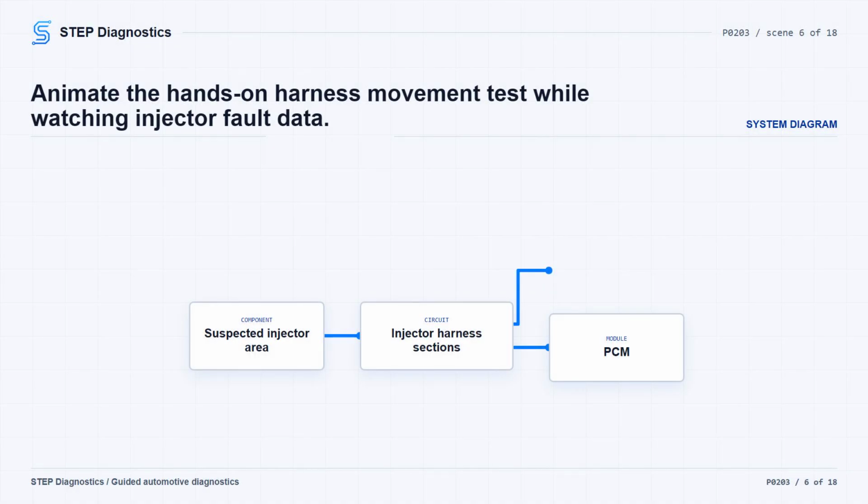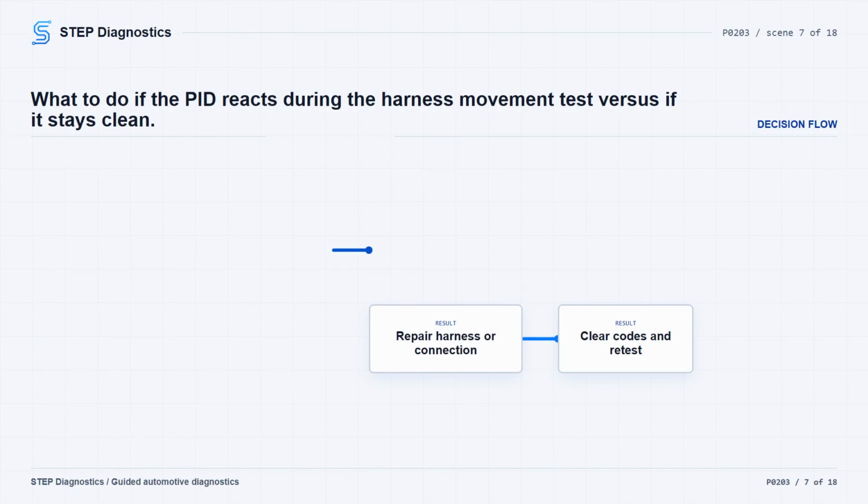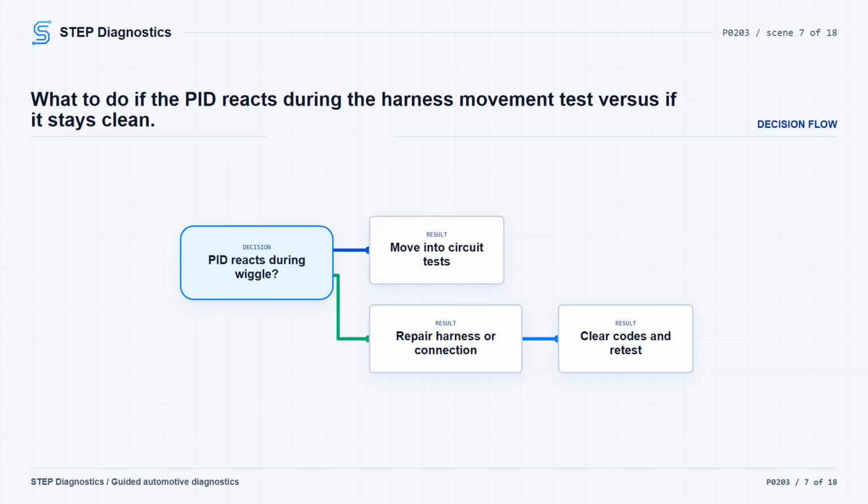Now get the engine running at normal operating temperature. Watch the injector fault PIDs again, and work the harness in small sections from the suspected injector back toward the PCM. Wiggle, shake, and bend the harness carefully while watching for the injector fault mode PID to show a concern. If the PID reacts during the wiggle test, repair the harness or connection as necessary. Clear the PCM codes and repeat the self-test. If the PID does not show a concern during the wiggle test, continue into circuit resistance testing.